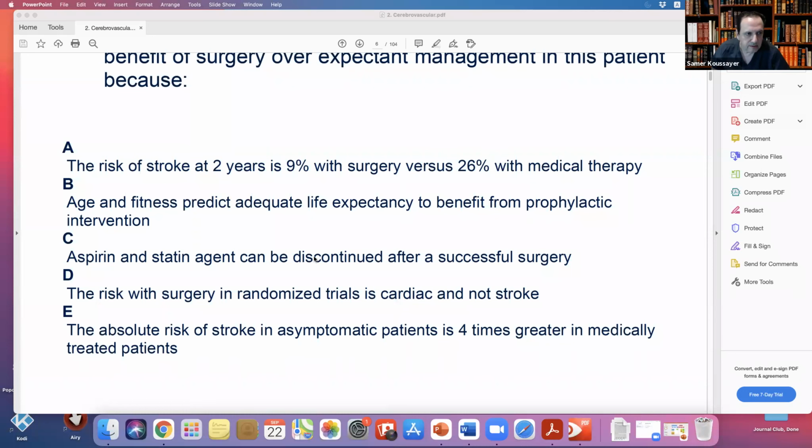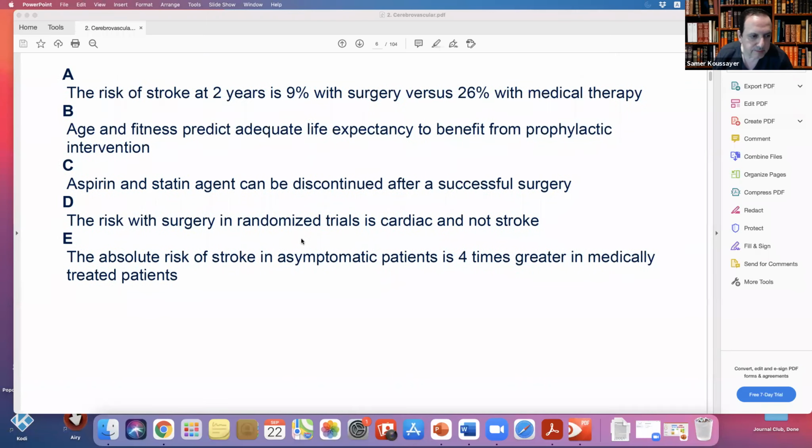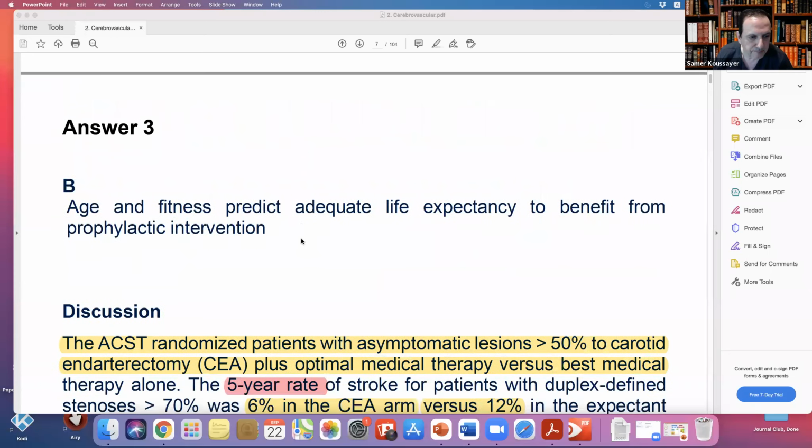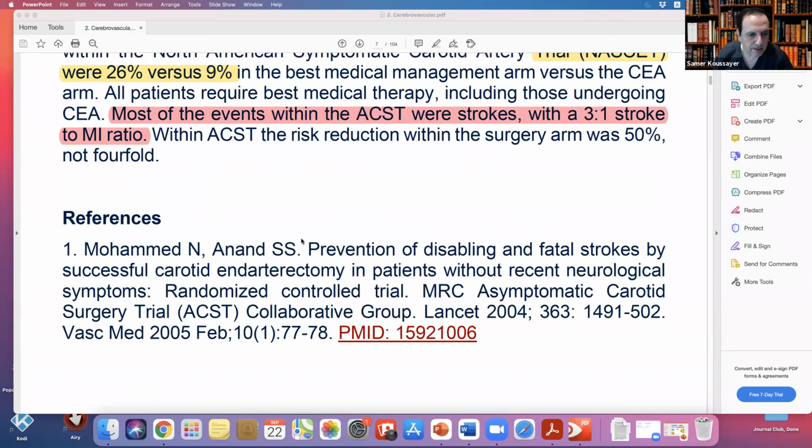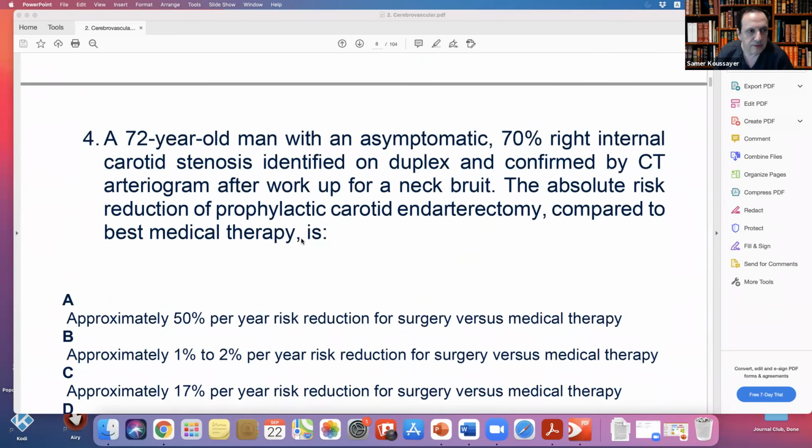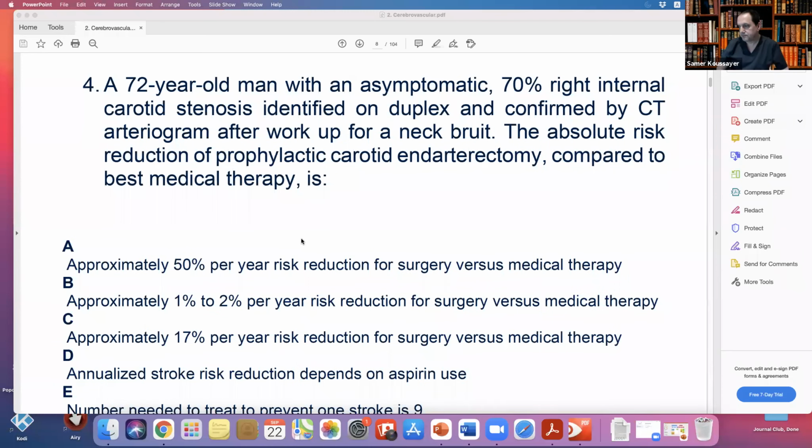So the answer is that the benefit of surgery over expectant management would be age and fitness predicting adequate life expectancy to benefit from prophylactic intervention. Excellent, very good. All right, let's go with Sam. Let's see what's number 4. Okay, Sam.